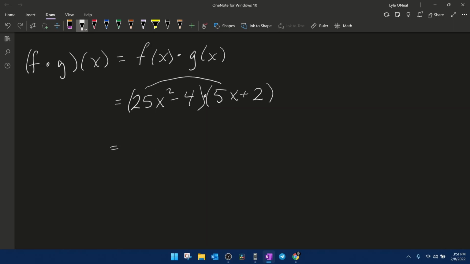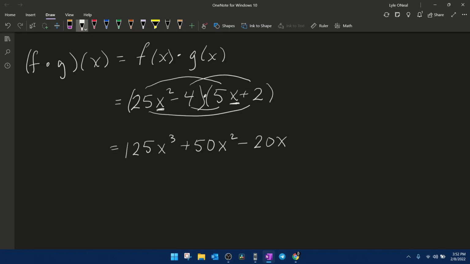So first, 25 times 5 is 125. X squared times x gives me x to the third. Next, on the outside, 25 times 2, that's going to give me a positive 50x squared. On the inside, negative 4 times 5, negative 20x. Last but not least, negative 4 times 2 is negative 8.